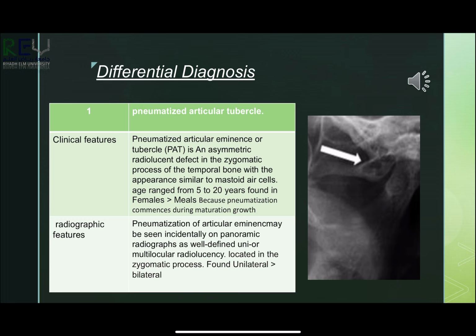Pneumatized articular tubercle. Clinical feature: PAT is an air cell cavity in the zygomatic process of the temporal bone. Age: 19 to 69 years old. Radiographic feature: you can see in the panoramic a unilocular or multilocular radiolucent defect.